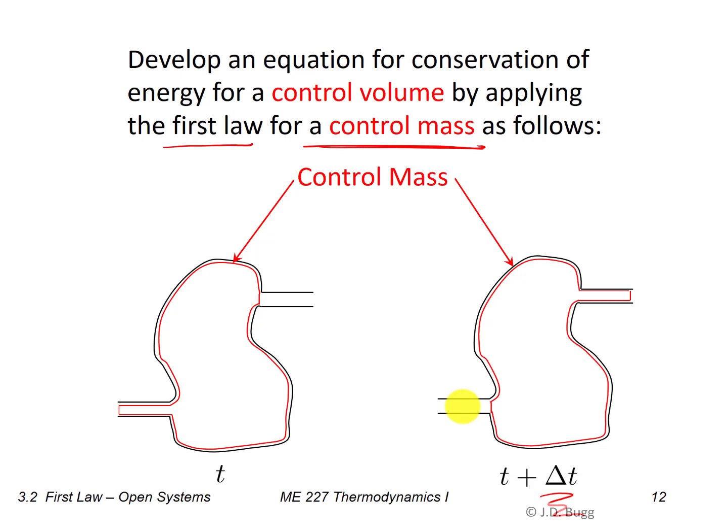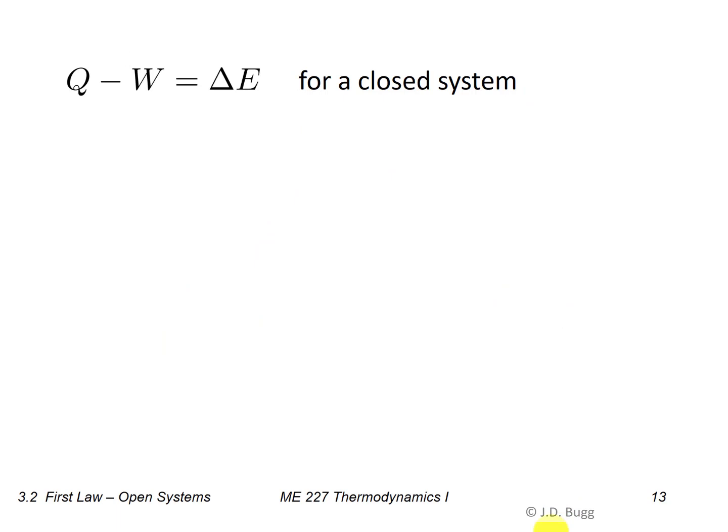So we can take our existing equation for conservation of energy for a control mass and apply it to this control mass that we've shown here. And from that, we'll get a conservation of energy equation for the control volume. So let's see how that's going to work as we go forward. Start off with conservation of energy for a control mass: Q minus W equals delta E. And that's the equation we've been working with up to this point in the course.